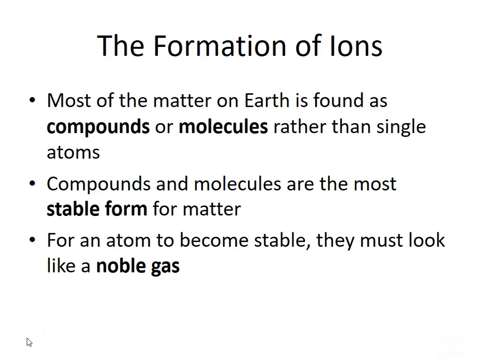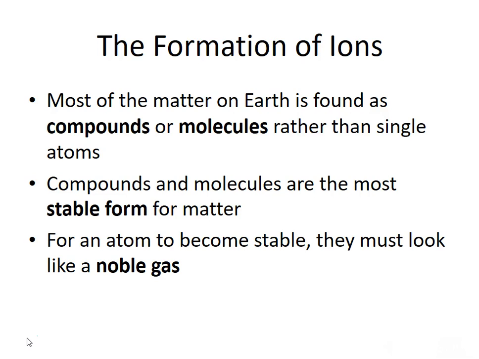So actually, most matter on Earth is found as either a compound or a molecule. There are not a lot of things that exist as single atoms or single elements. In fact, compounds and molecules are the most stable form for matter to be in. And that's because for an atom to be stable, they need to look like a noble gas.